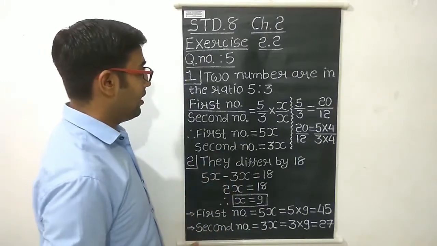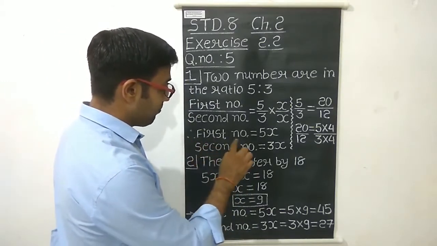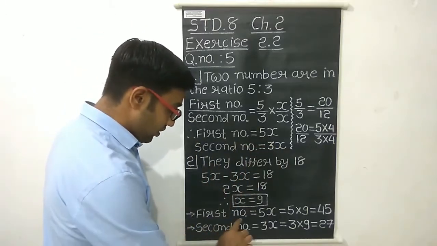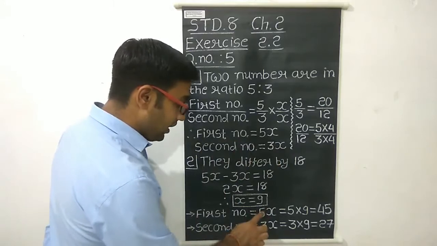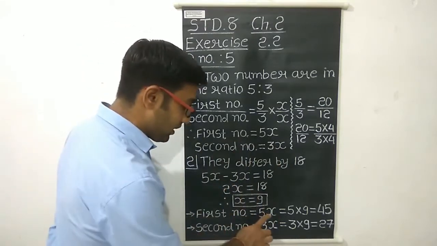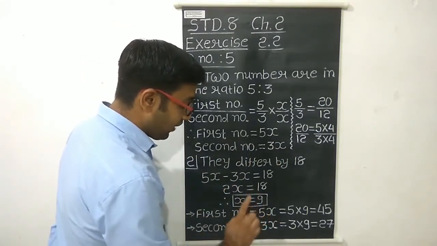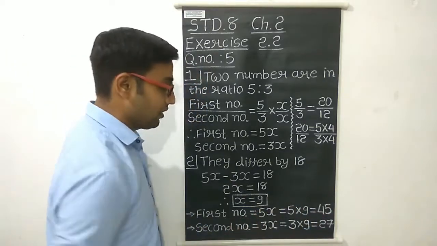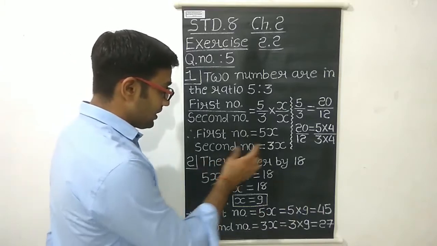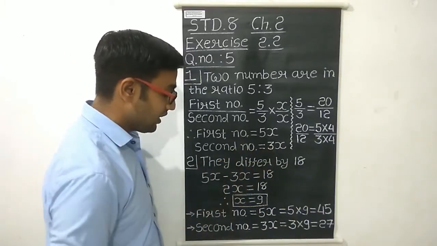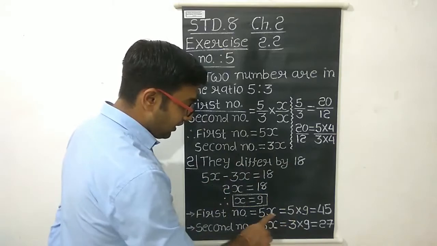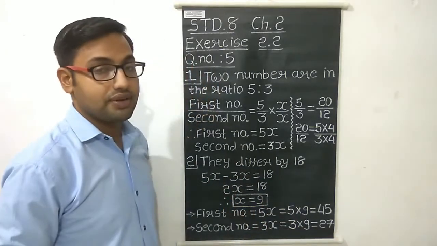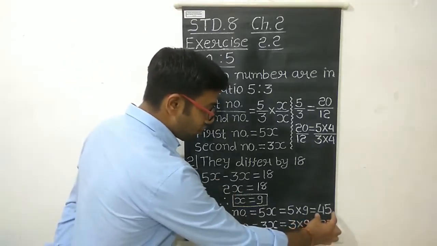Okay, now what will be our first number? The first number is 5x, and the value of x is 9. So multiply this 9 with 5. We get 5 nines are 45, and that will be our first number. In the same way, our second number is 3x. So multiply 3 again with x, that means again with 9. So 3 nines are 27. So the first number is 45.